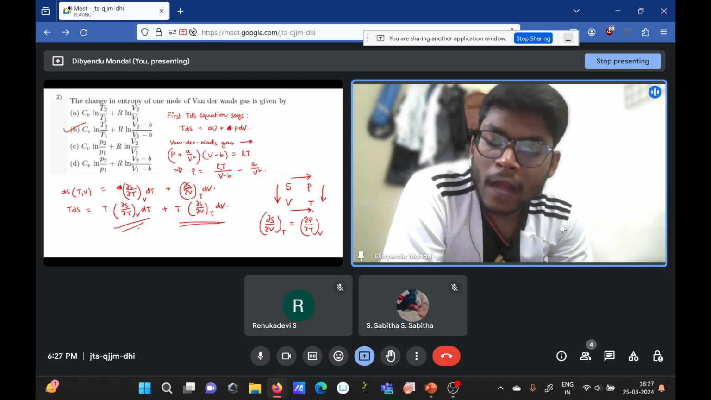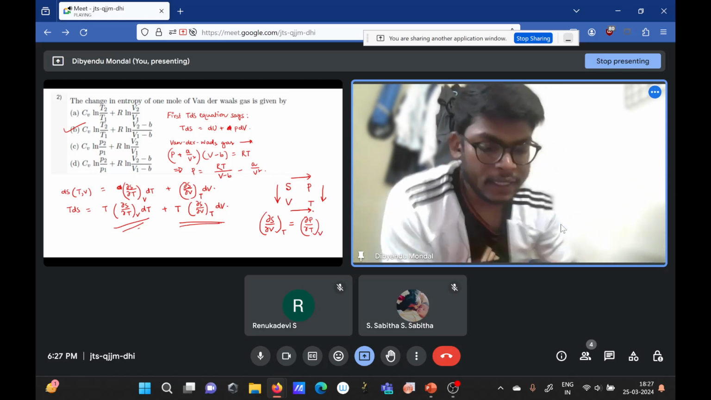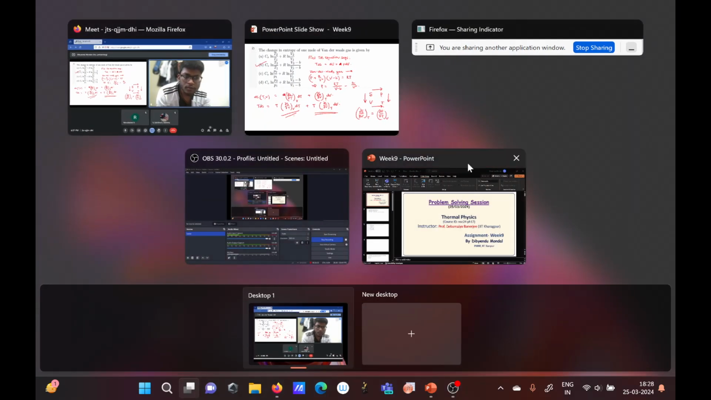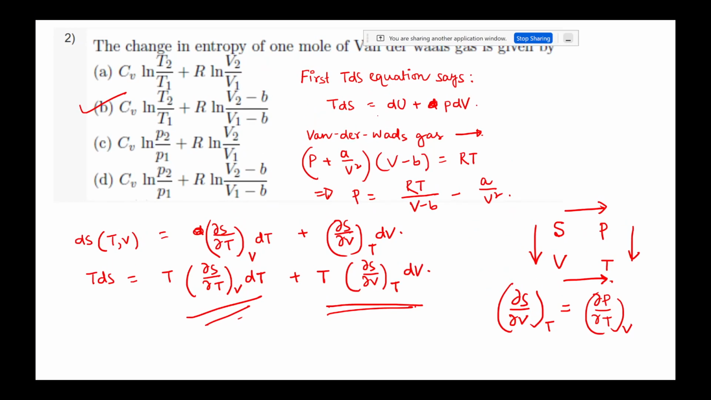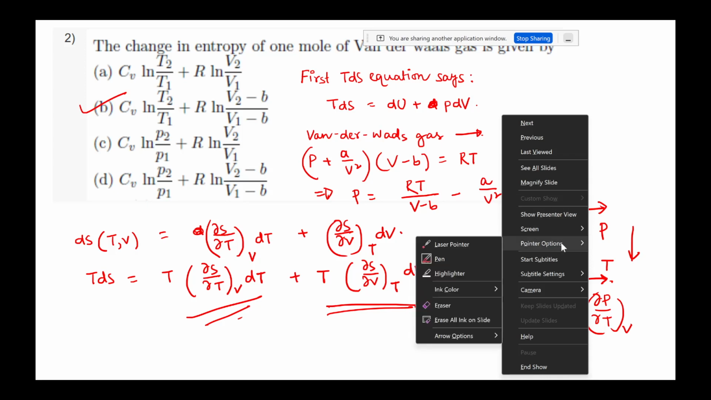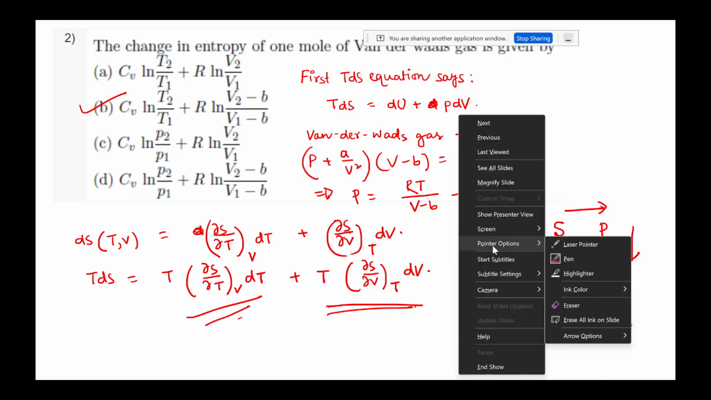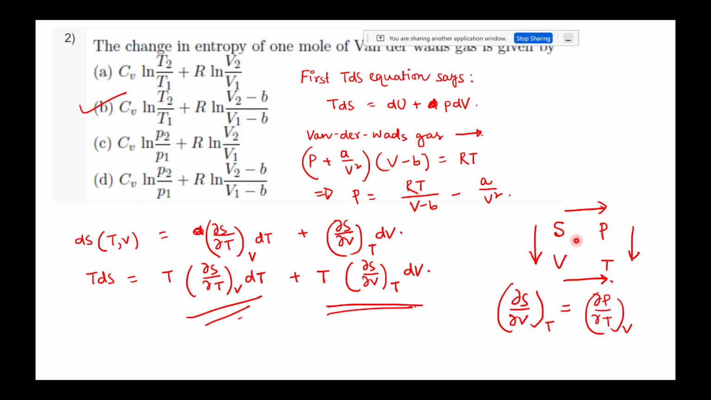Okay. Now you can write (∂S/∂V) at constant T. Let me show you. So (∂S/∂V) at constant T is equal to (∂P/∂T) at constant V. So you can just transform here (∂S/∂V) at constant T in terms of (∂P/∂T) at constant V dV.